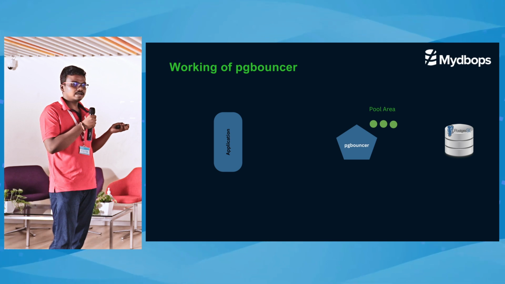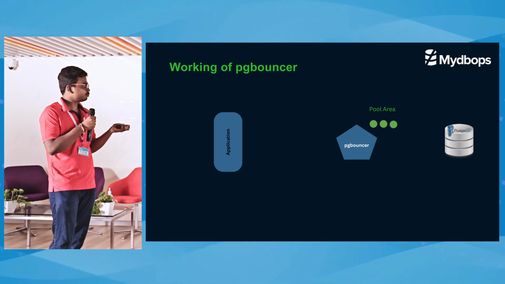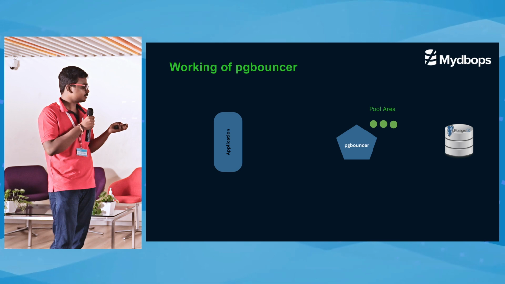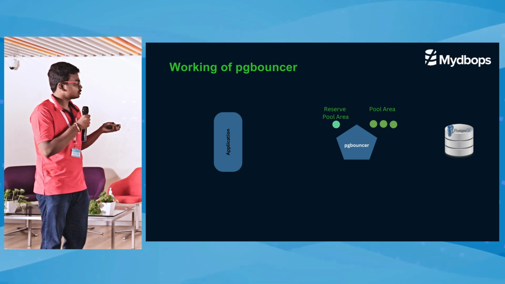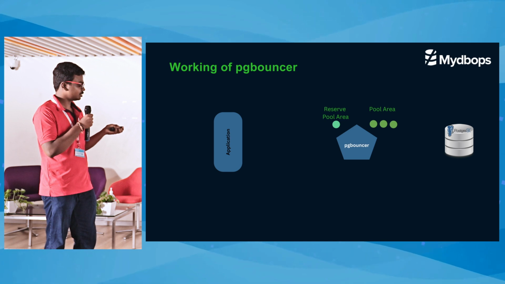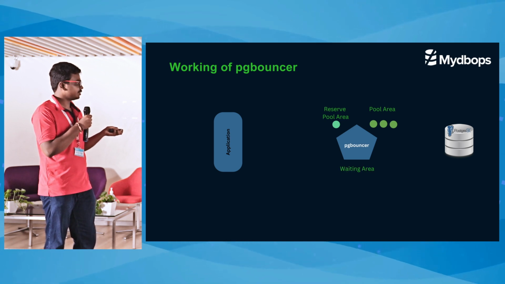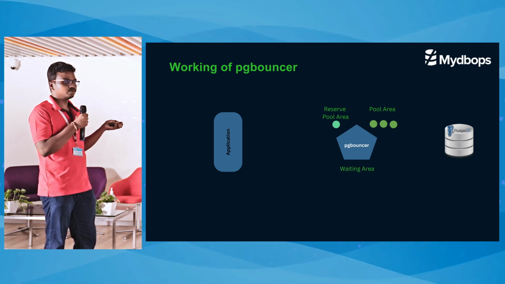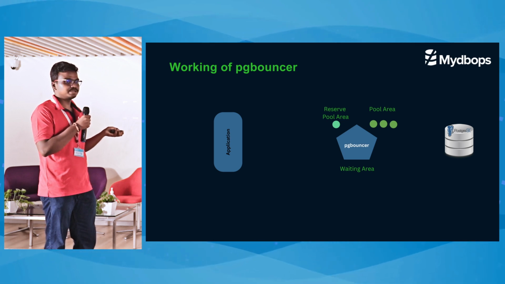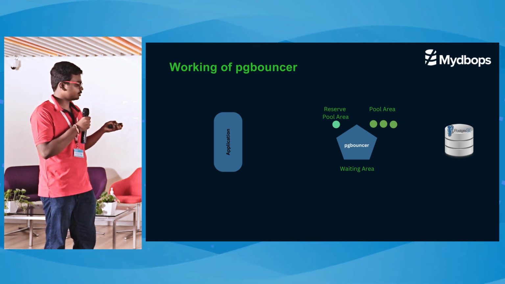Now as per my configuration, my pool size is 3, so I have 3 connections already available in my pool area. My reserve size is 1, so one connection will be available and it is always reserved. And consider this as the waiting area. Connections that cannot get a connection from the pool will be put into the waiting area. So this is the idea of it.